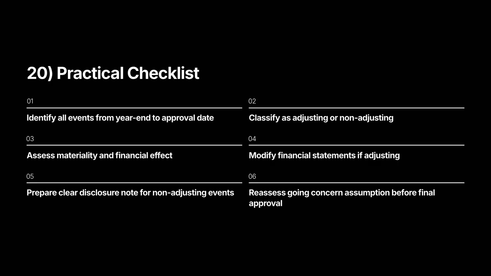Practical checklist. Before you finalize the statements, do this checklist. Identify all events from year-end to approval date. Classify each as adjusting or non-adjusting. Assess materiality and estimate financial effects. Update financials for adjusting events. Prepare clear disclosure notes for non-adjusting events. Reassess going concern assumption. Simple, systematic, defensible.